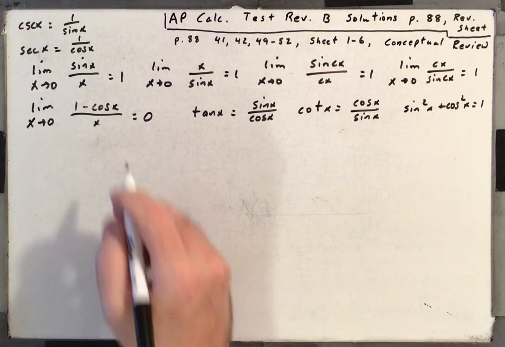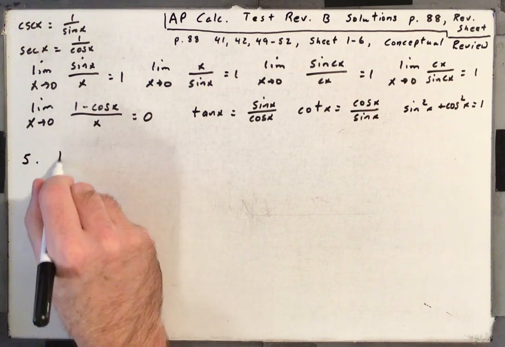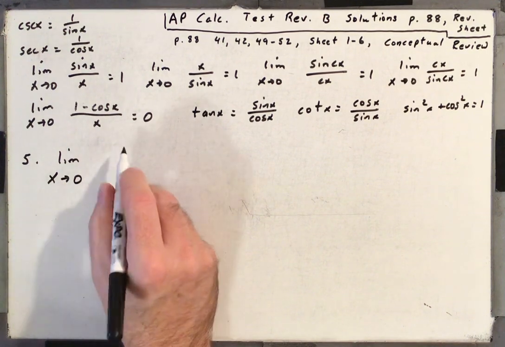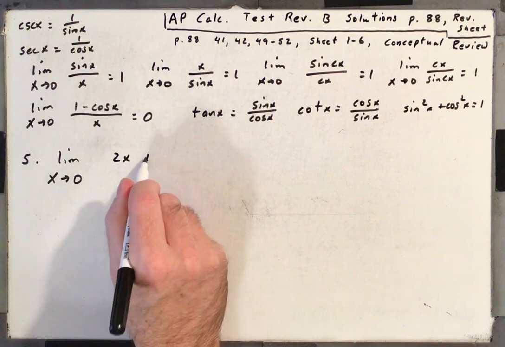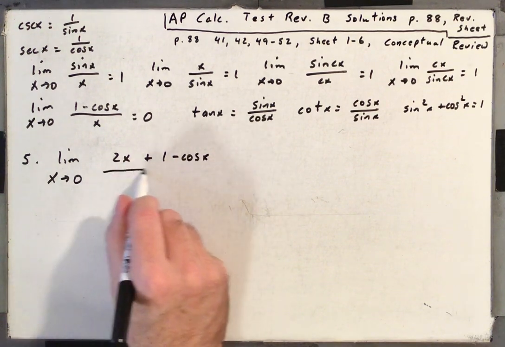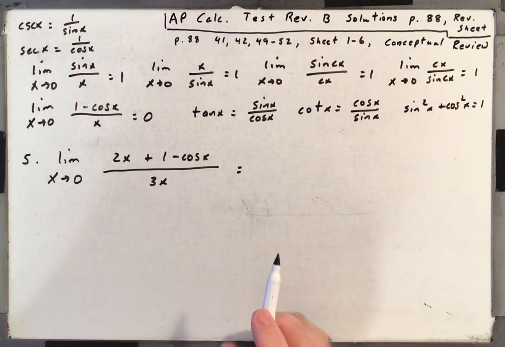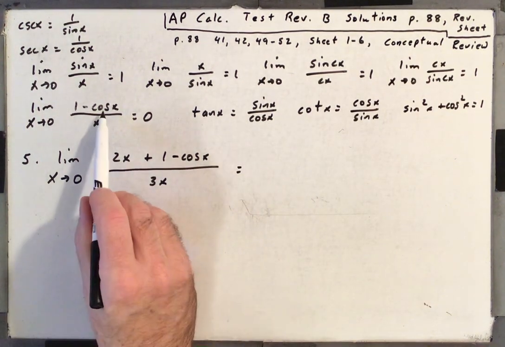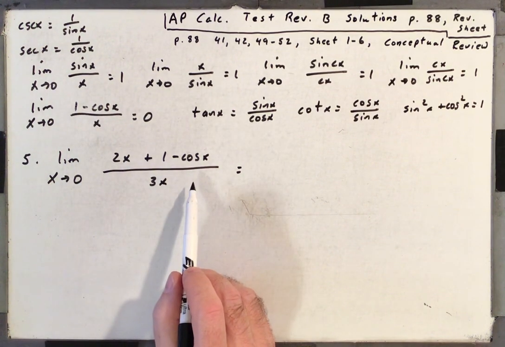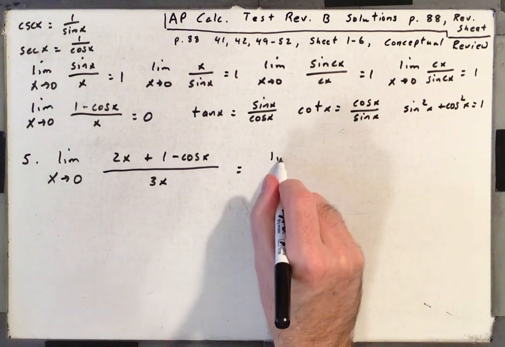All right. Number 5. I've got the limit as x approaches 0 of 2x plus 1 minus cosine x over 3x. All right. See, we've got a 1 minus cosine x. I'll bet you I need to break this problem up so that it looks something like that, so that this is involved. So I'm going to try it this way.